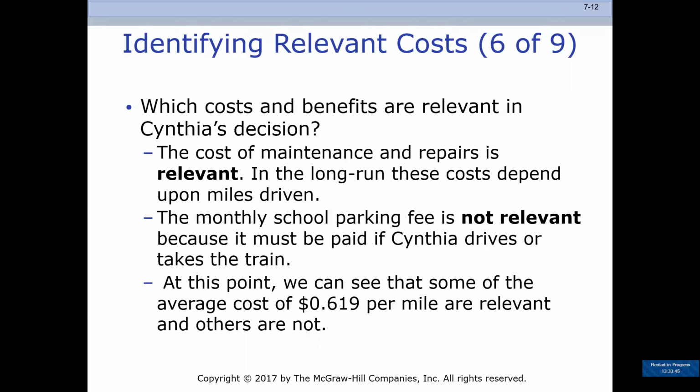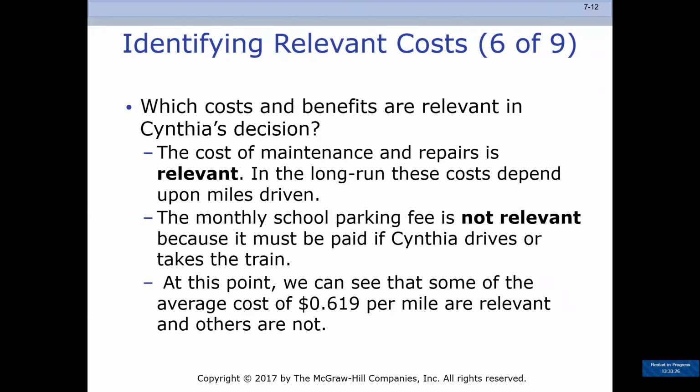The cost of maintenance and repairs is relevant. If she drives the car, it's going to wear it out a little bit. It's what, 2.6 cents a mile, something like that. In the long run, these costs depend upon miles driven. The monthly school parking fee is not relevant because she's going to have to pay that whether she parks it in New York or Boston or someplace else.